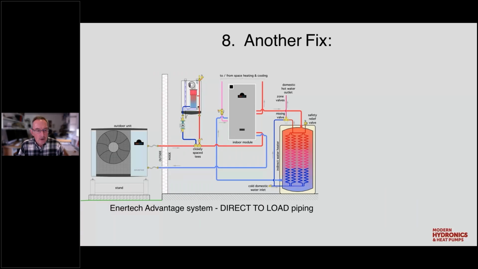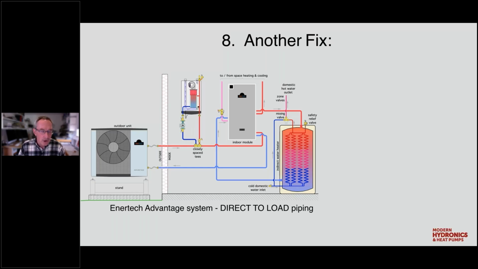Here's another way to combine. Again, this is the Enertech AV system in what's called direct-to-load piping. Justin talked about this, and we've talked about it in past seminars. Rather than put them in parallel, the boiler is being tied into the piping coming in from the heat pump using a pair of closely spaced T's that provides hydraulic separation. So if the boiler is not operating, the flow basically goes right through there. It doesn't go up and dump heat through the inactive boiler.